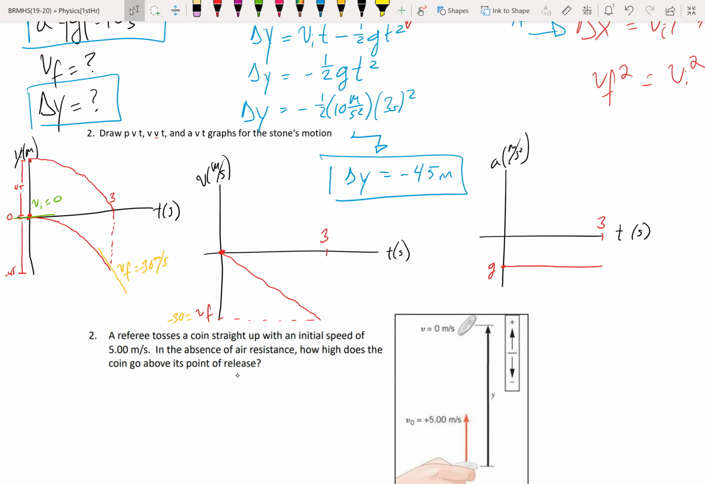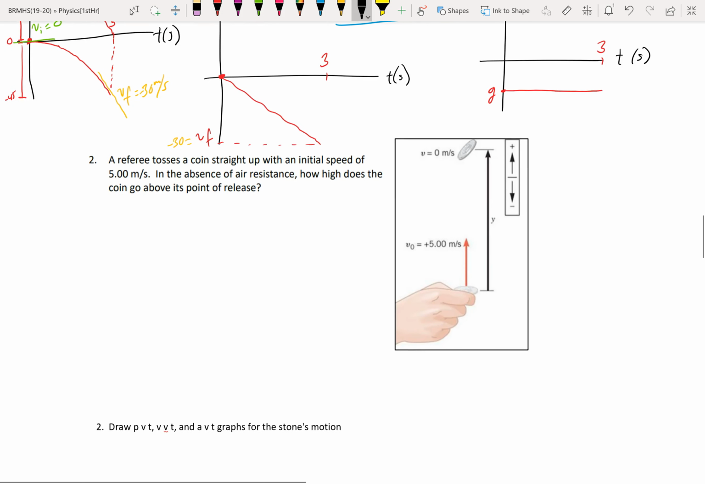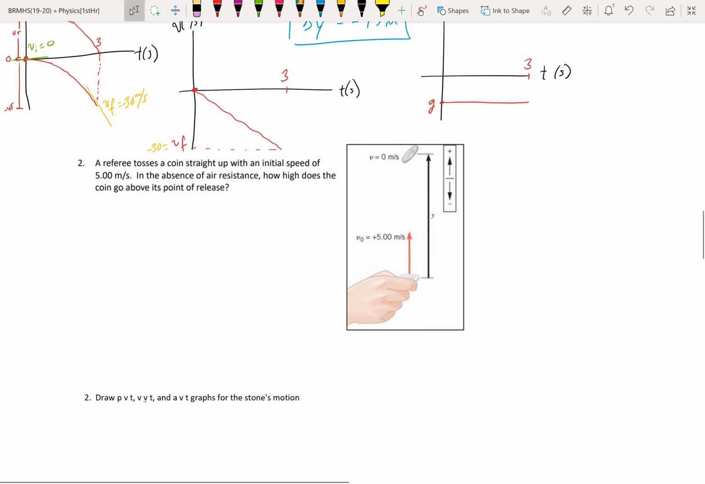Okay, last free fall one. Referee tosses a coin straight up with initial speed of 5 meters per second. In the absence of air resistance, how high does the coin go above its point of release? So how high does it go? The highest point has a velocity of 0 because it stops for an instant. Got to remember to infer that.